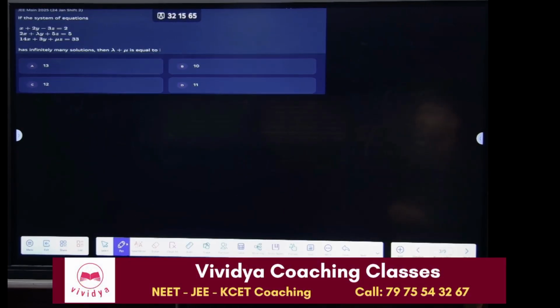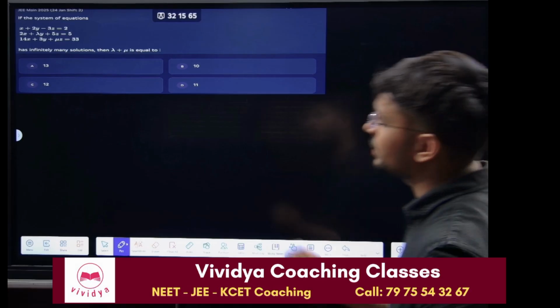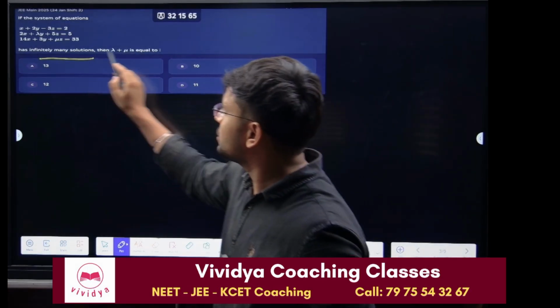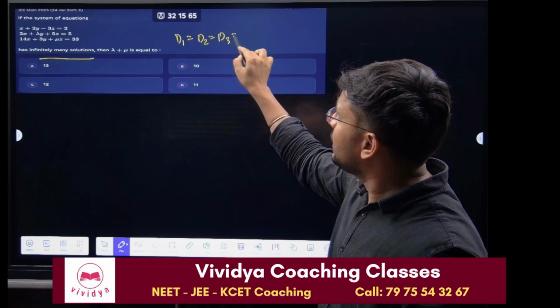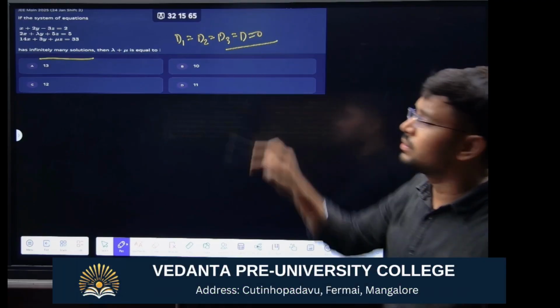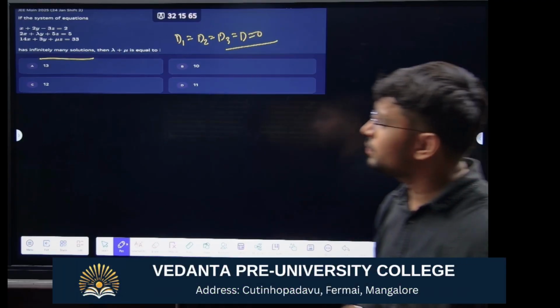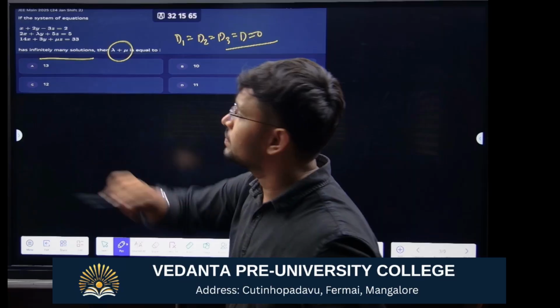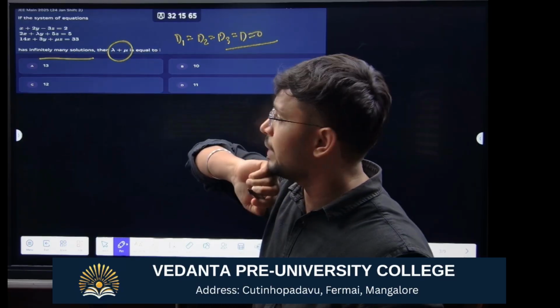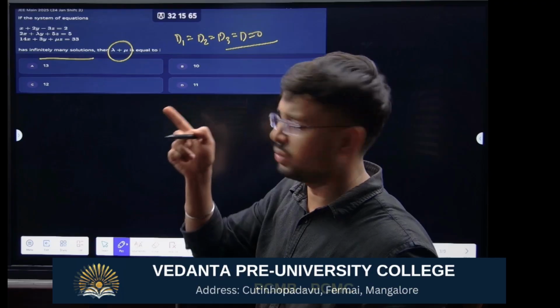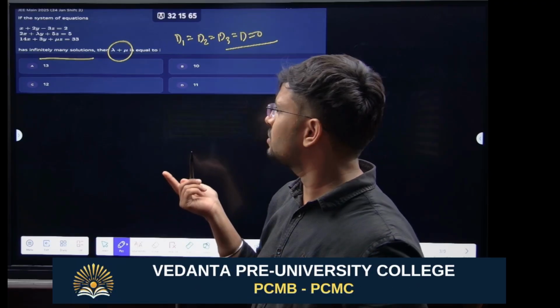Now again see, this question has infinitely many solutions, and we know that if a system has infinitely many solutions, then D1, D2, D3 and D all will be 0. And we have to find the value of lambda and mu. So if I solve D equal to 0, there will be a relation between lambda and mu. That we can do. We can find the relation, then we can solve. It's not a big deal.